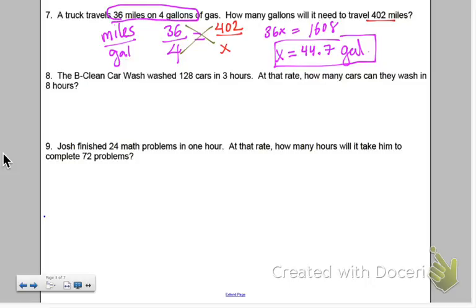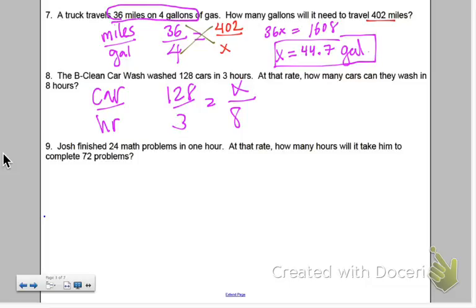Alright, so again, we're going to compare here. We'll do cars per hour. So it's 128 cars in 3 hours is the same as how many cars in 8 hours.